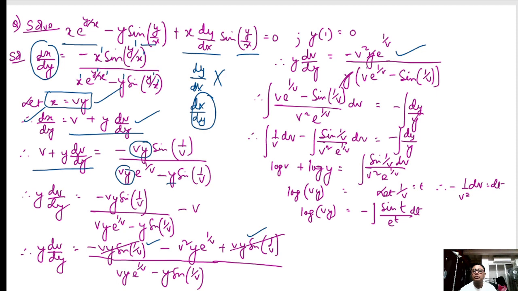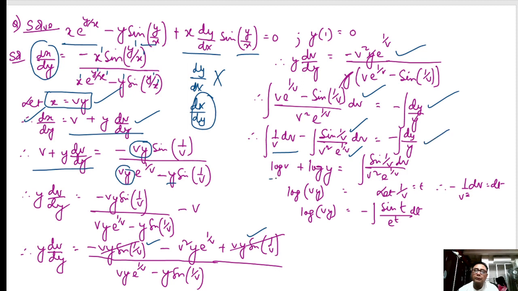So now we cut out that y which is common, and now we can separate the dv with all the v's and the dy with the y, and put the integration sign. So now writing it separately, it becomes 1 by v dv, and this by this becomes 1 by v square e to the power 1 by v dv.